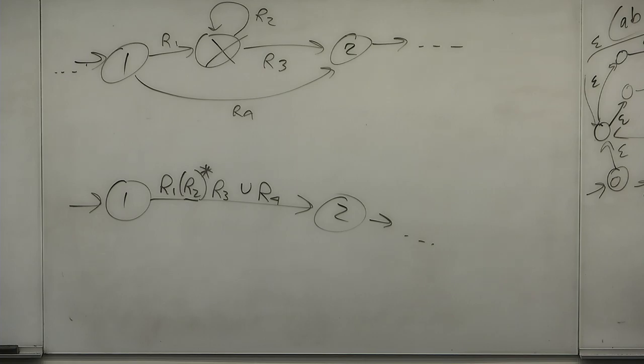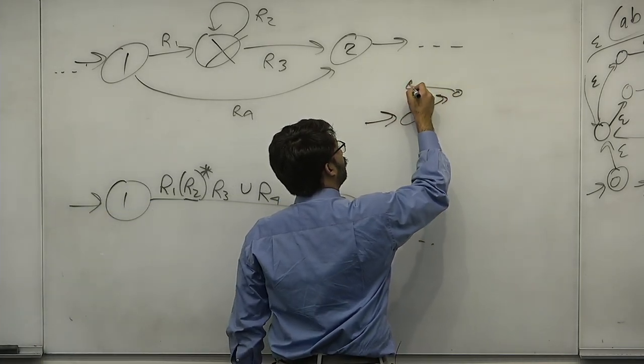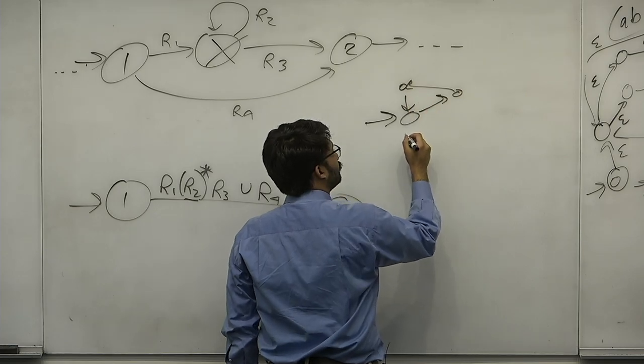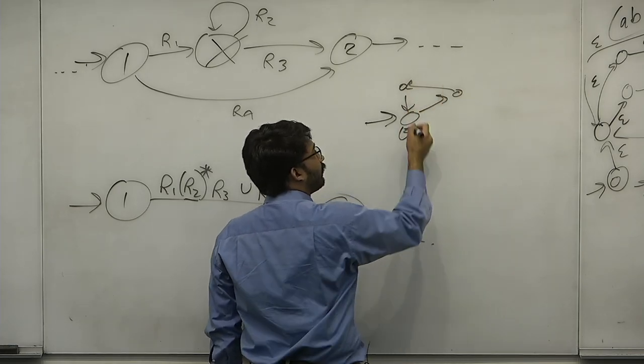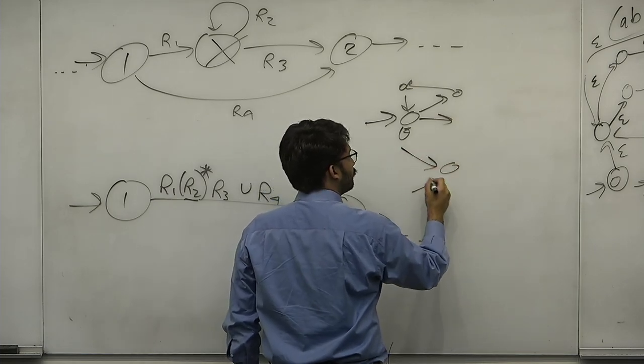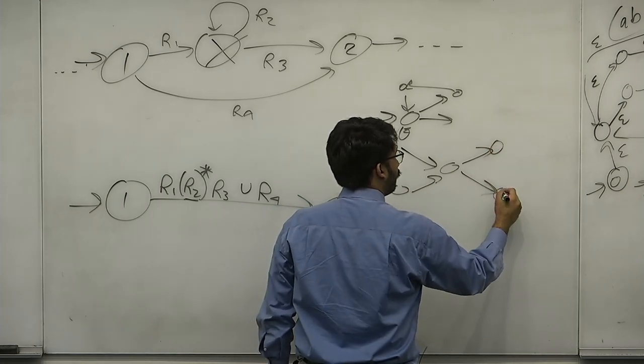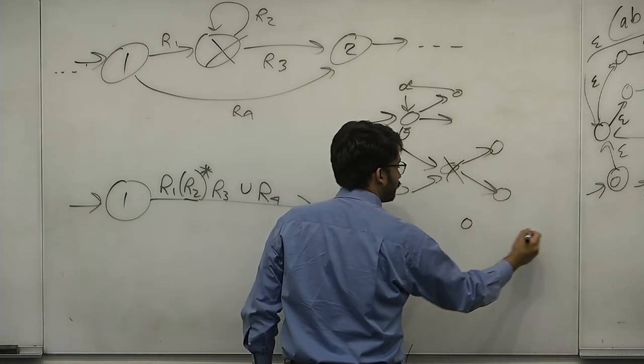Now, in practice, this is actually really messy. You have to consider all possible paths from 1 to 2, all possible paths that go through that state. Let's say you had something like this. You would have to count that as part of your regular expression. If you had something that looks like this, when you mark this one for death, you'll have to do it like this.